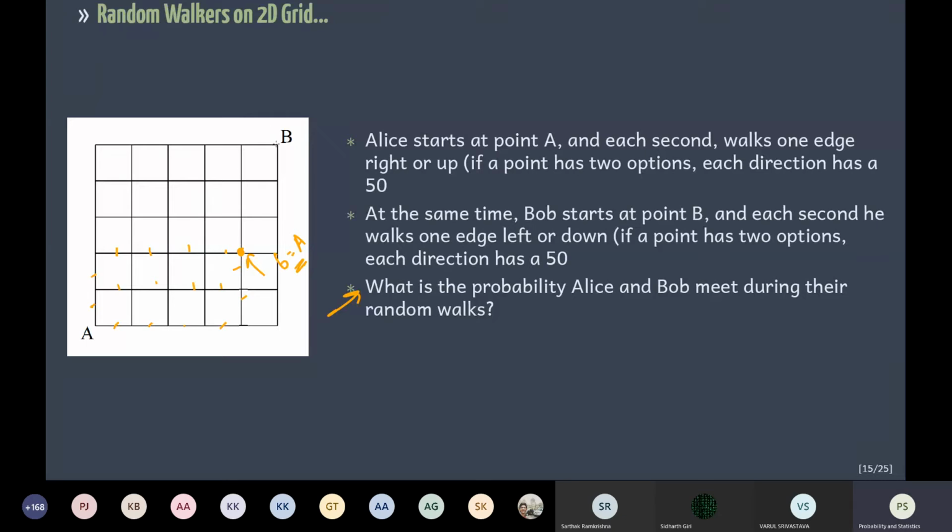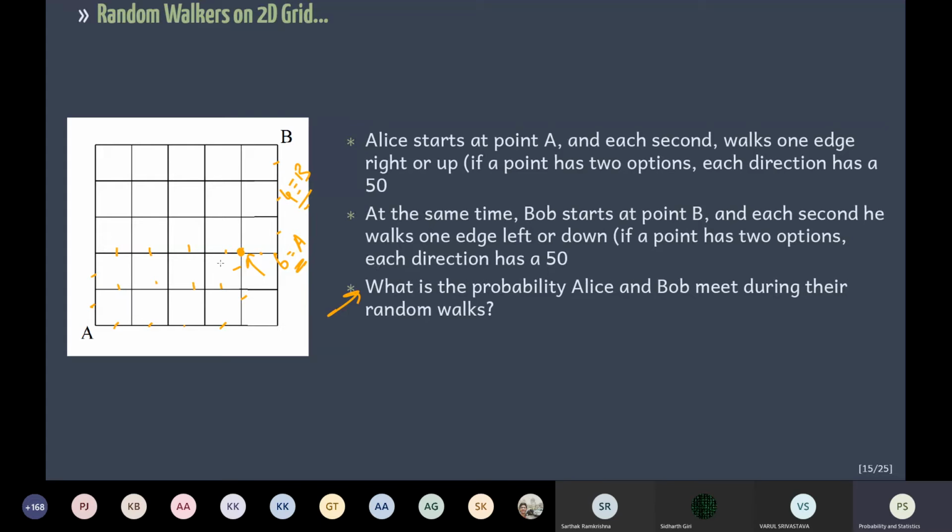Now let us look at Bob. If he wants to come here, he can go down and left. So let's say 1, 2, 3, 4. So to reach here, Bob will take 4 steps. So this is a case where they cannot meet.